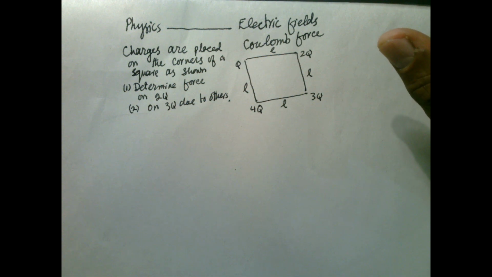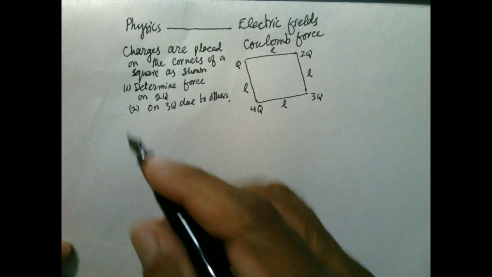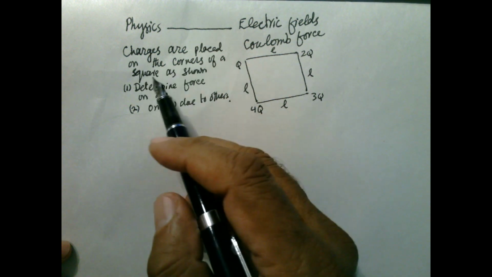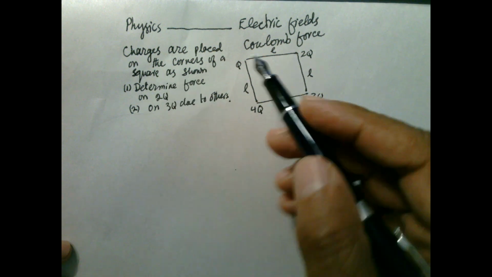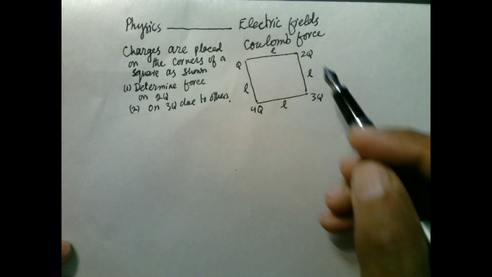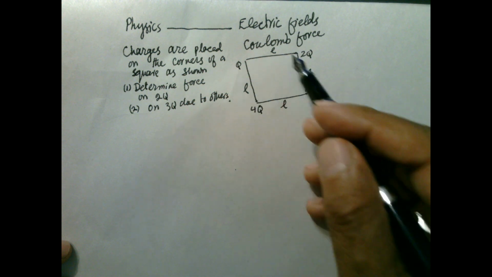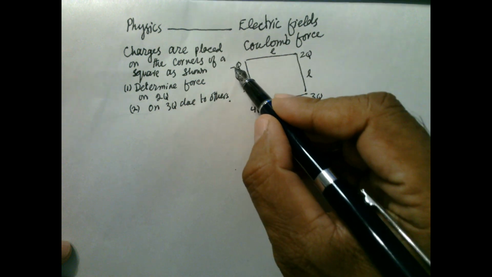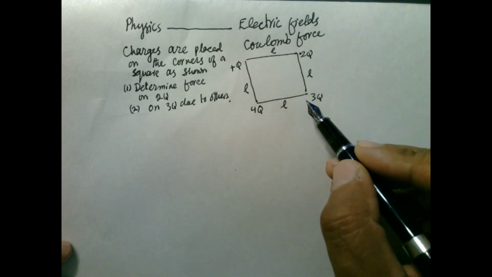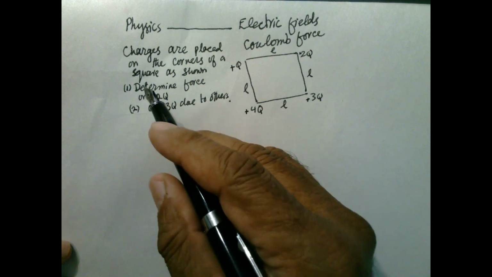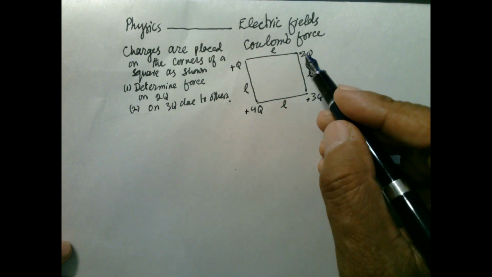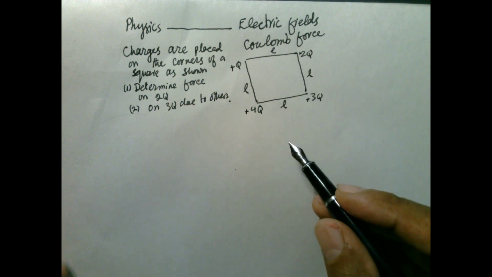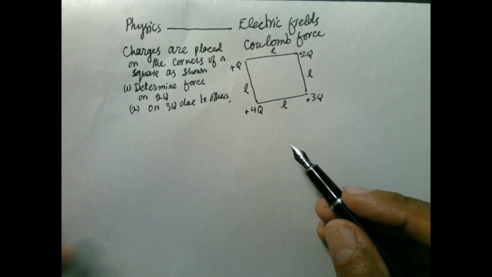Hello, physics, electric fields. The question is: charges are placed on the corners of a square as shown. So Q, 2Q, 3Q, 4Q, all the sides are L, and all are positive charges. So plus Q, plus 2Q, plus 3Q, plus 4Q. Determine the force on 2Q and on 3Q. So for these two corners, we have to determine the force.